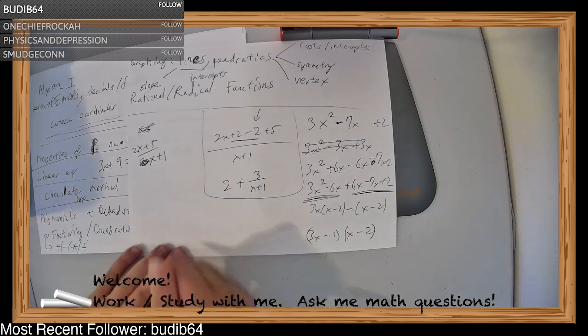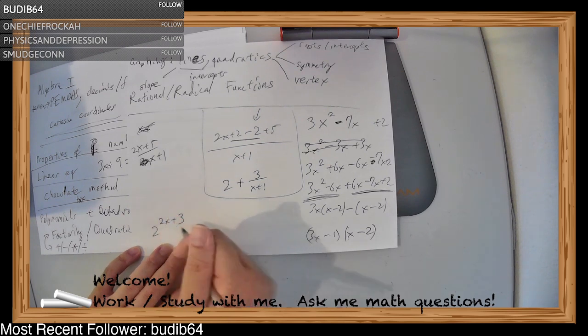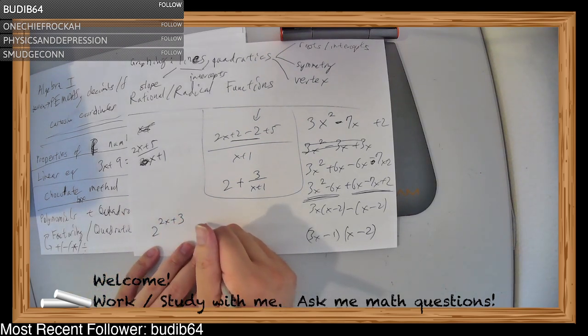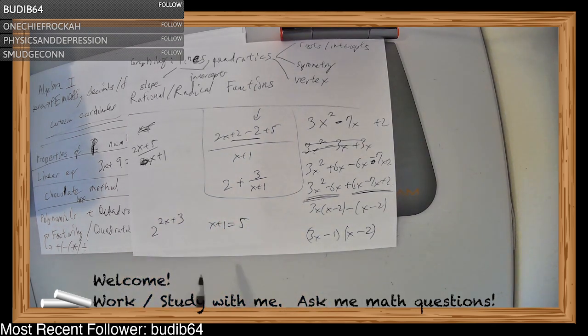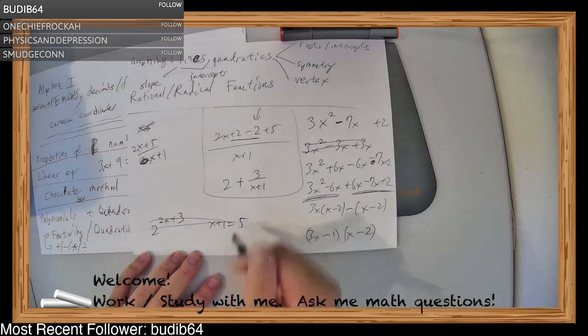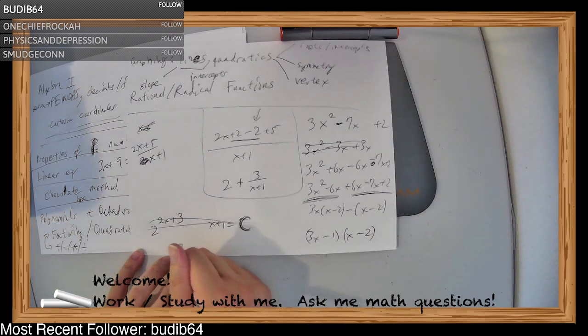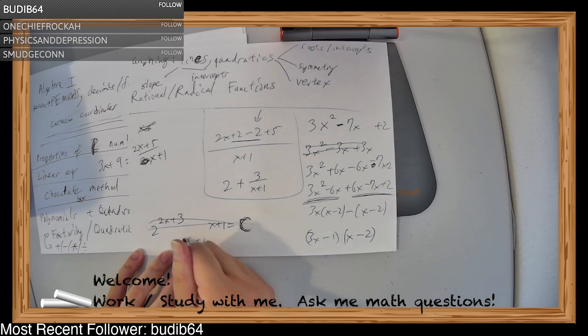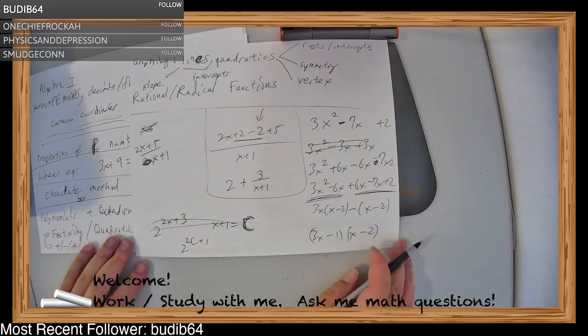Well, anyway, the other example I was thinking of was this. 2 to the 2x plus 3, when you know that x plus 1 equals 5, although you would probably just solve this and plug in 4. Or x plus 1 equals c, and you want everything in terms of c. So 2 to the 2c plus 1, yeah. I don't know what I'm doing anymore. I'm just being silly.